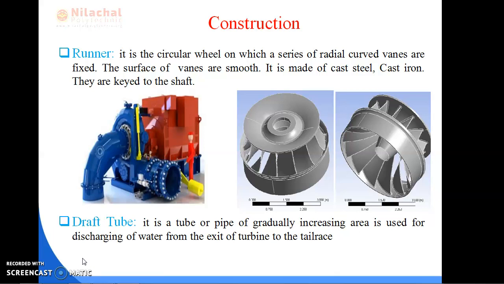Here in this video, I am going to explain about the classification of reaction turbine and the construction and working principle of a Francis turbine. First, we are going to study the classifications of reaction turbine: inward flow reaction turbine, outward flow reaction turbine, and axial flow reaction turbine.